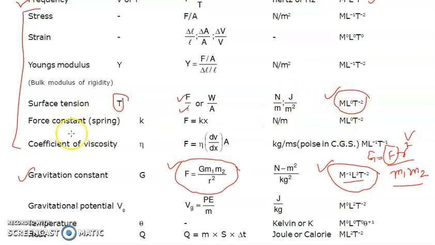Okay, so for the force constant, F is equal to kx. Force divided by length would be the value for k, meaning F divided by x would be the value for k. So this will be your formula.